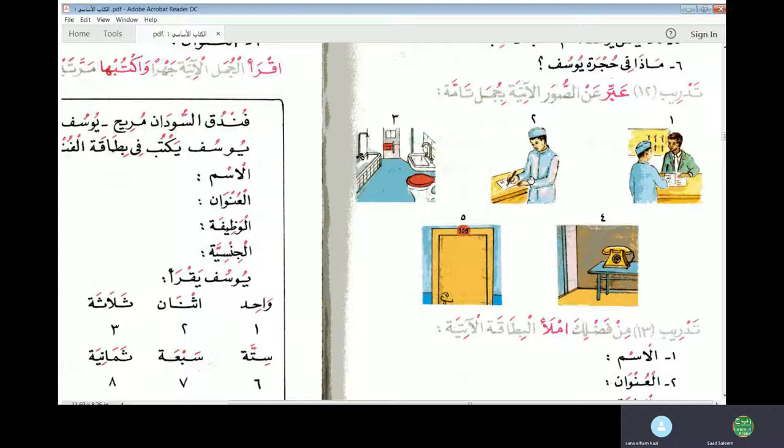Yusufu yaktubu ismuhu, unwanahu. Fil, what is for card we said? For card? Bitakata. Fil bitakati.